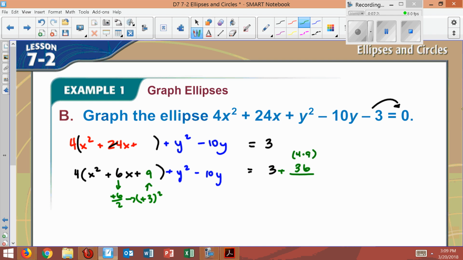Now I go over here to the blue, and I'm going to complete the square again. So twice I'll complete the square. So -10 divided by 2 is -5. I square that, and I get +25. Negative times the negative is positive. There's no number out here, so it's just going to stay as +25.